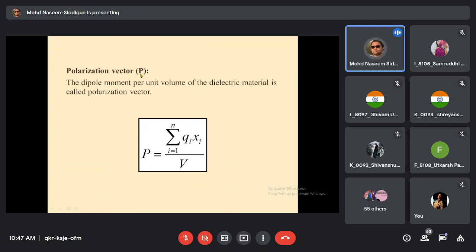Now, how can we write the polarization vector? The dipole moment per unit volume of the dielectric material is called the polarization vector. It is just the dipole moment per unit volume, known as the polarization vector.